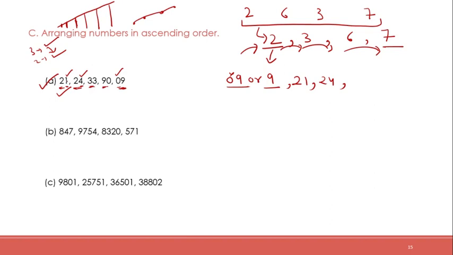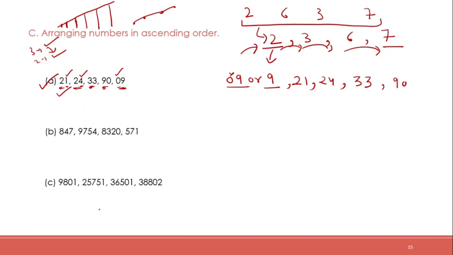Then come to these tens places again, because we have checked the numbers which have the same digits at tens place. So now it has 3 at its tens place and it has 9 at its tens place. So 3 will be smaller, right? So we'll write 33 here and then 90. I hope you got it.